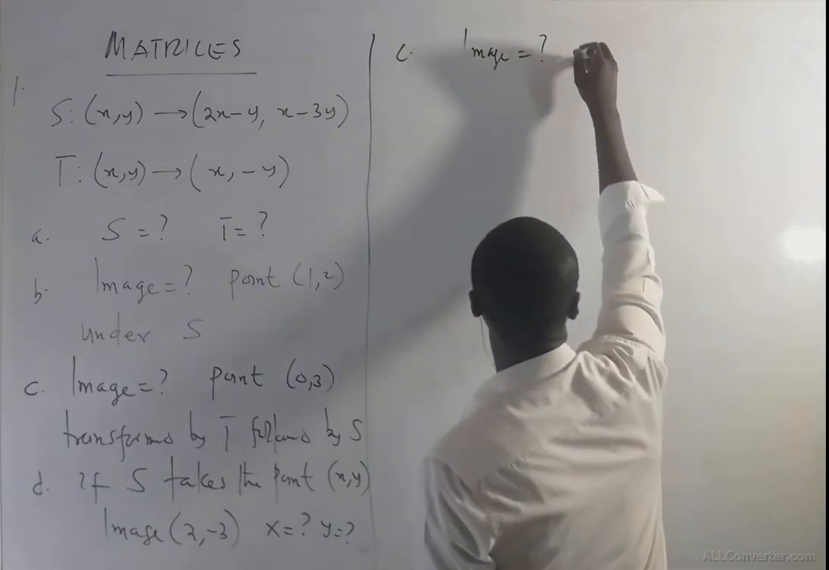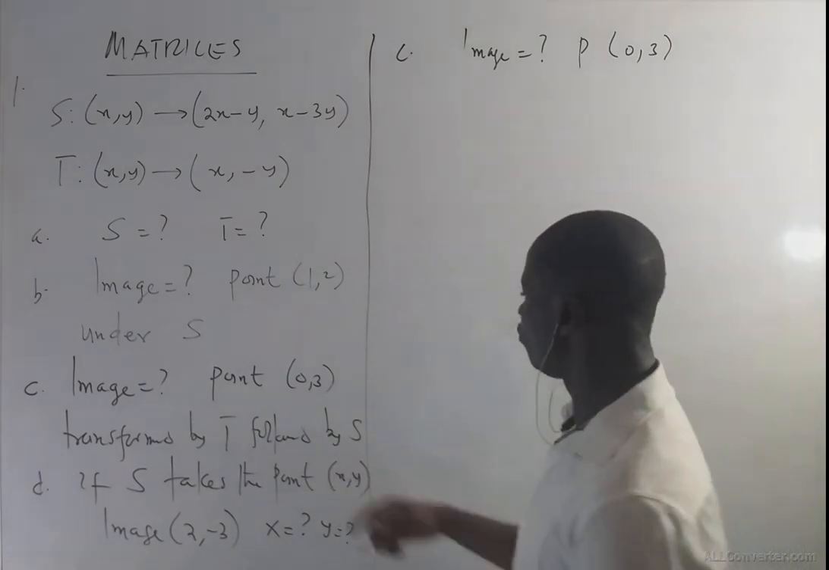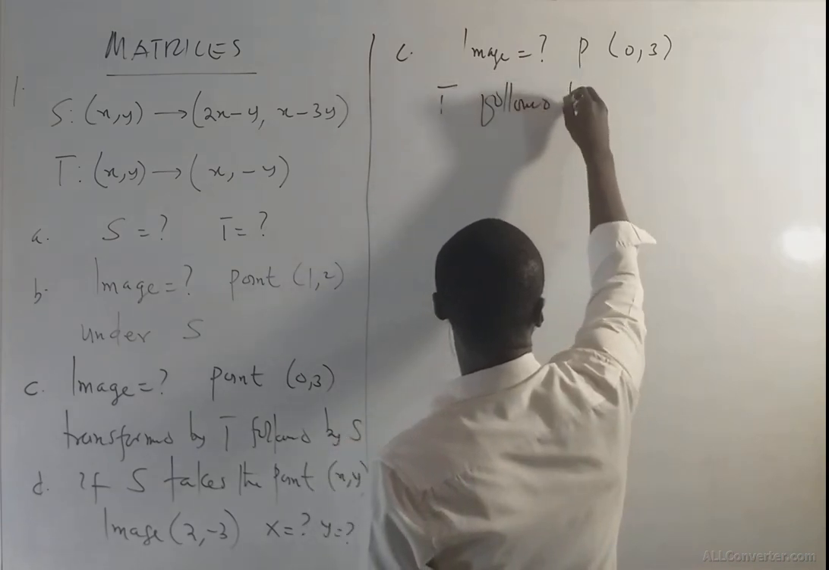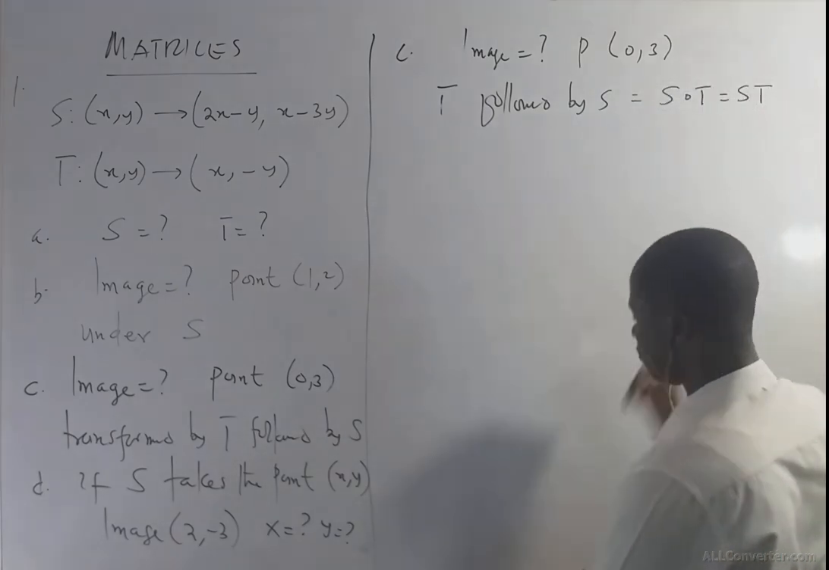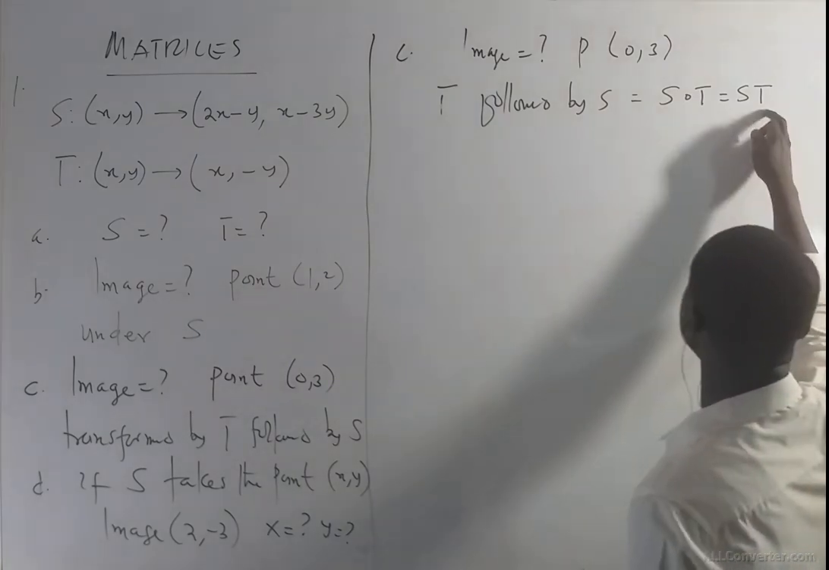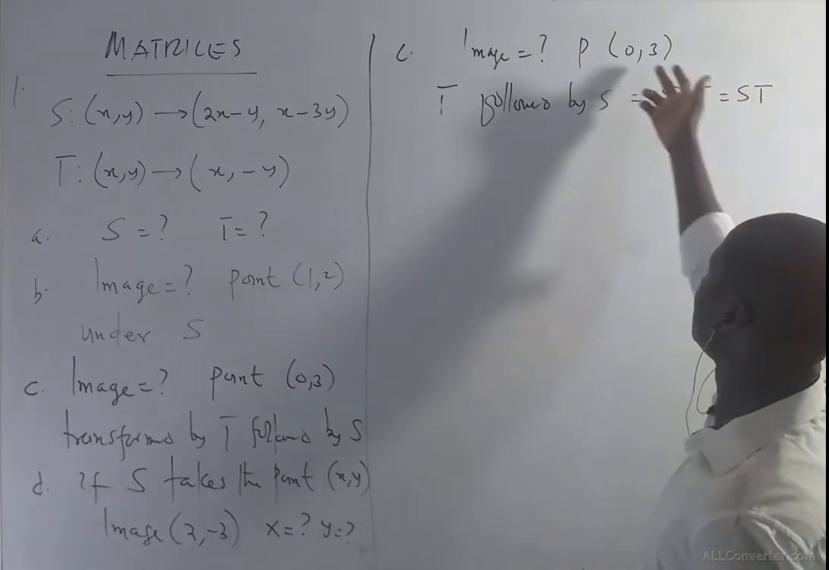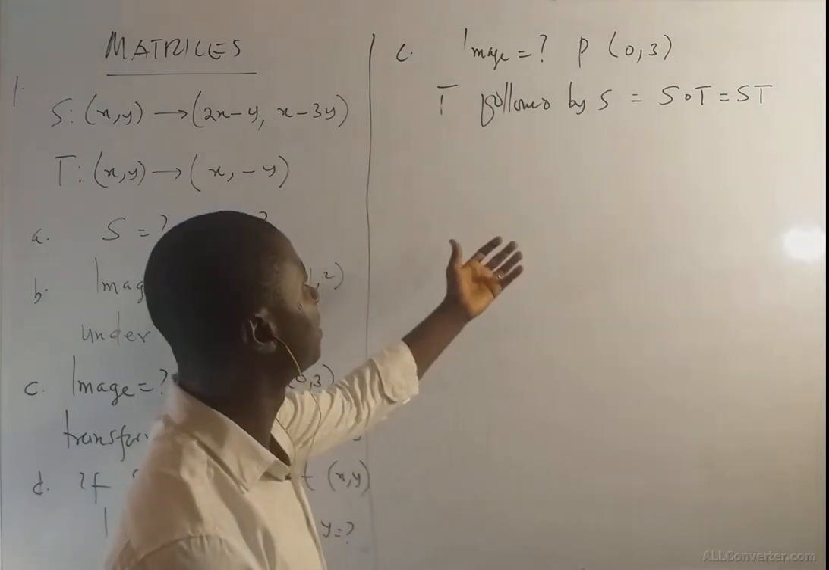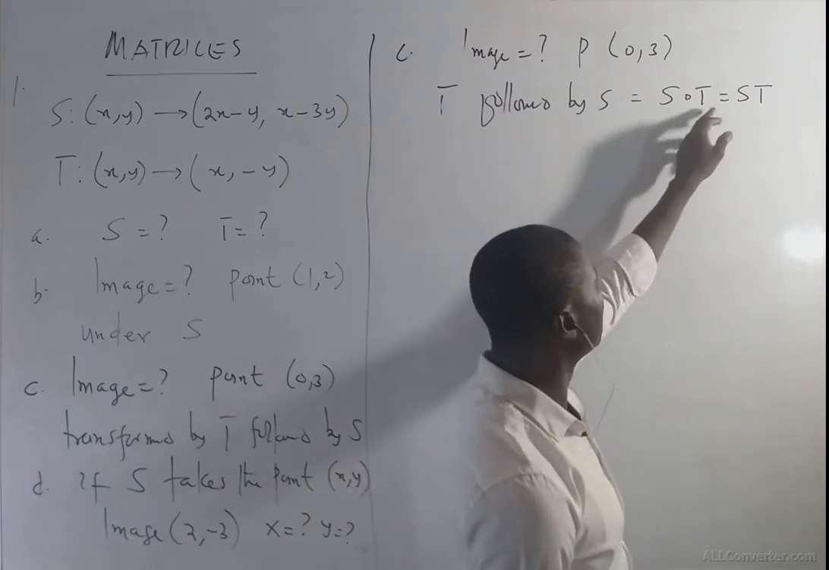That means that's what you are calculating for, but you are given the point, and the point is 0, 3, transformed by T followed by S. So T followed by S is the same as S of T, and this is the same as ST. Take note, matrix multiplication is not commutative. And so instead of ST, if you write TS, it will be wrong. Because we are now going to multiply the matrix ST by the point to get our image. Take note, that's the language of composite matrix.